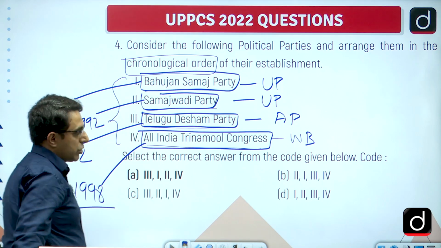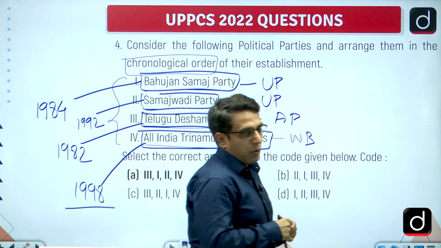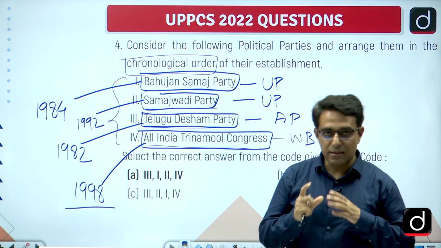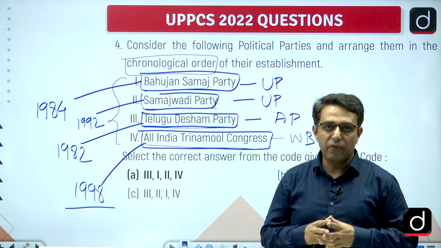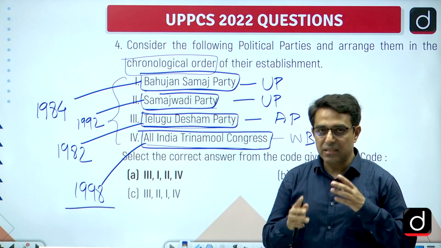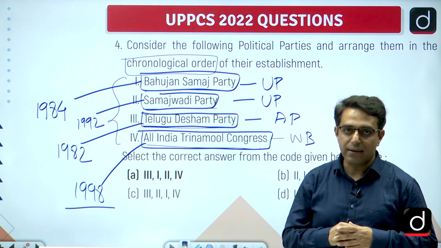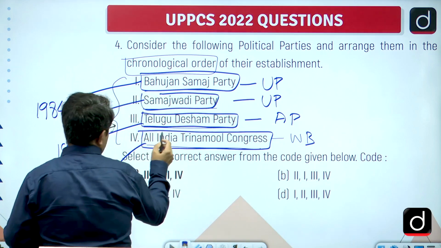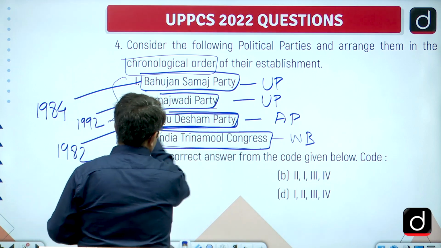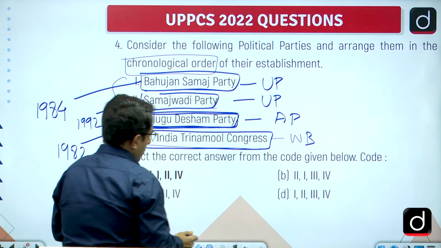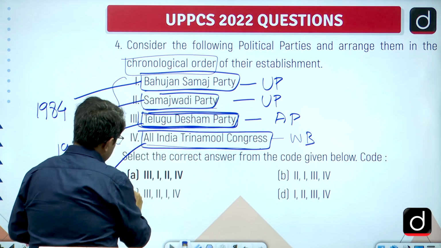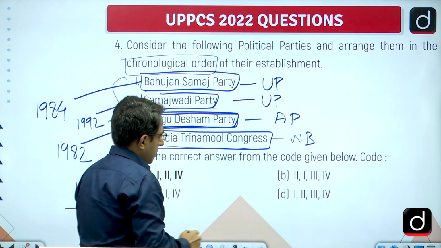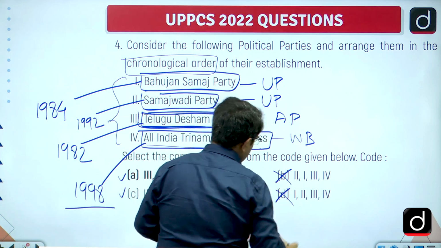So, this is the factual question. You can employ some guessing in this, but the fact remains that you should be aware of some of this stuff, then only you can get the right answer. Okay. So, here Telugu Desam Party is the oldest. So, we can immediately say that A and C are correct and B and D can be eliminated.